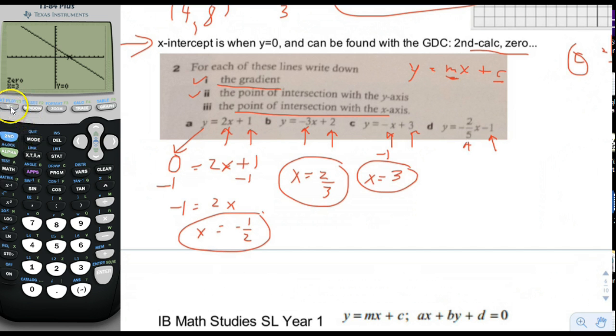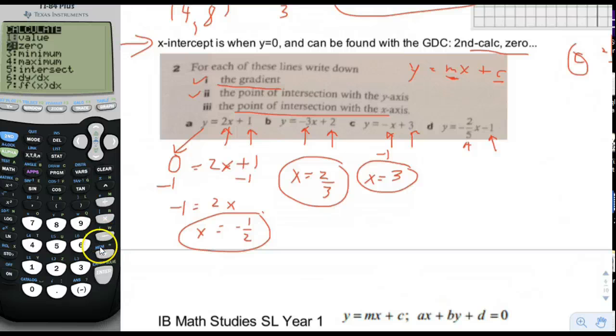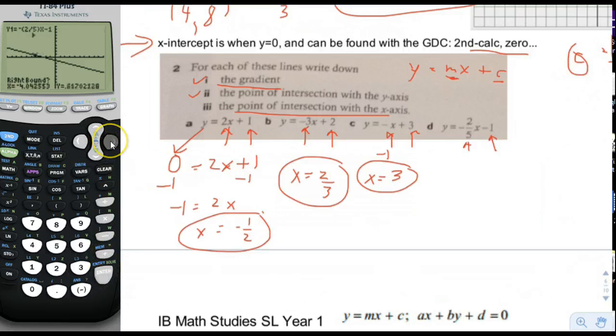Next one. We just program in negative 2/5 x minus 1, graph. And then we're going to see where it crosses the x-axis using second calc 0 function. Go a little bit to the left of the intersection with the x-axis. And then we go a little bit to the right.